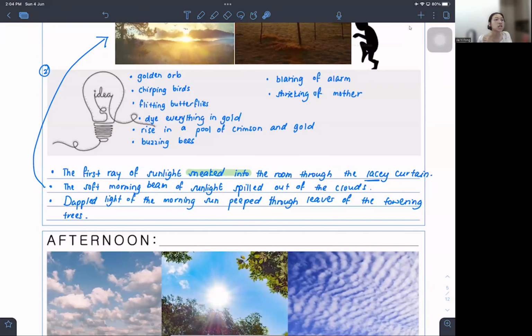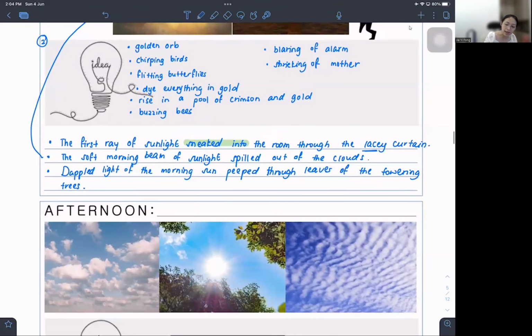Now, let me answer a question. Teacher, what is the meaning of dappled light? Dotted light. For example, when you go into the forest, the sun will shine through, but the sun will be blocked by a lot of trees, so only a little bit comes in. That kind of light is what we call dappled light. So dappled here refers to dotted light of the morning.